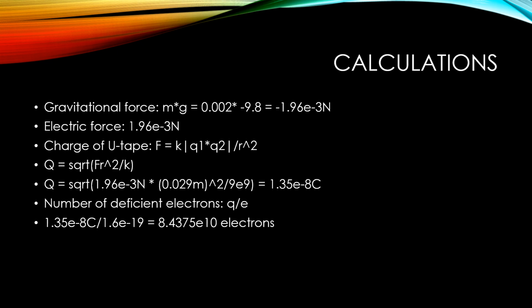So our calculations here: first the gravitational force, which is the mass times the gravity, and then we were able to set the absolute value of it equal to the electric force, because that was the only other force being considered. Then you put it equal to Coulomb's law, and since the tapes have the same charge, you're able to make that Q squared, rearrange the variables and get the square root, for Q to be 1.35 times 10 to the negative 8th coulombs. And the number of deficient electrons is the charge itself divided by the value of an electron in coulombs. Here you got 8.4375 times 10 to the 10th electrons.